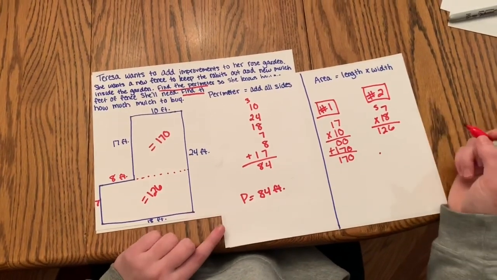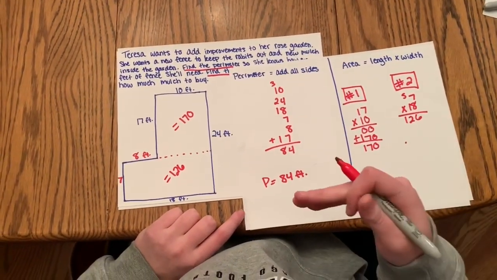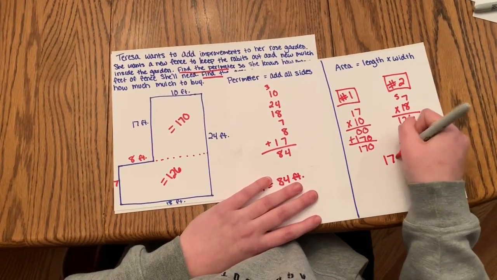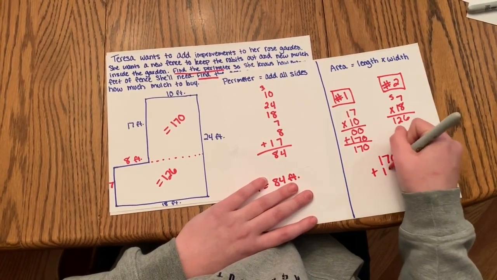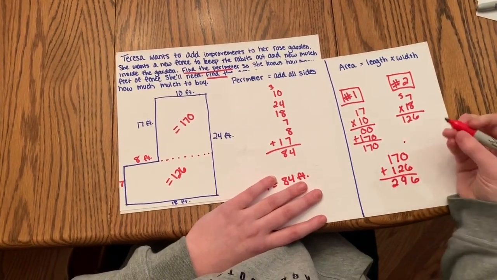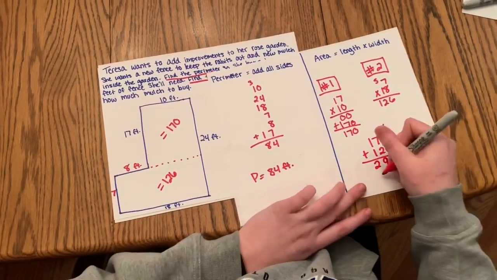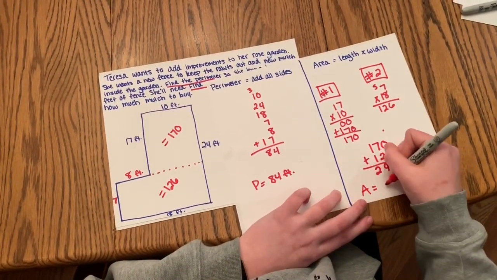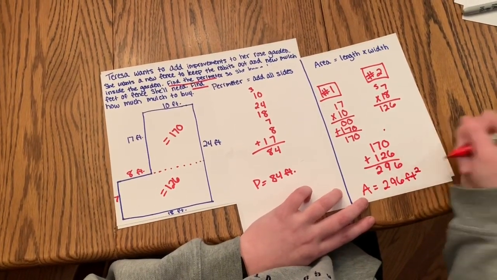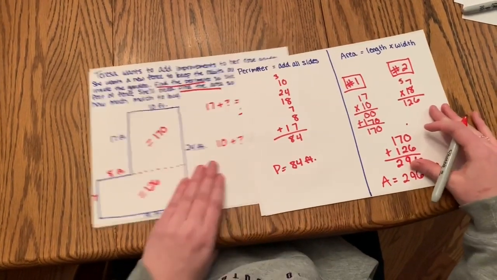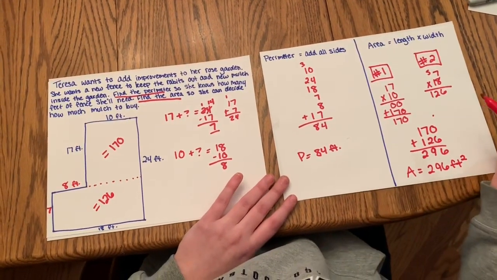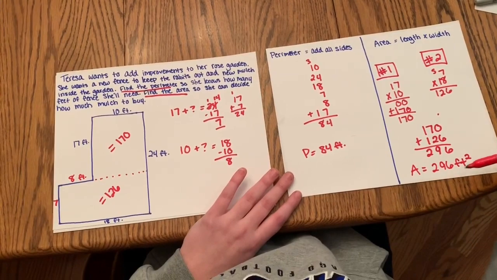But now we need the area of the entire shape, not just the two parts of the shape. So we're going to add those two together. So 170 plus 126 is 296 feet. So we know that our area equals 296 feet squared. So now Teresa can figure out how much fence she needs because we found the perimeter, and how much mulch she needs to buy because we found the area.